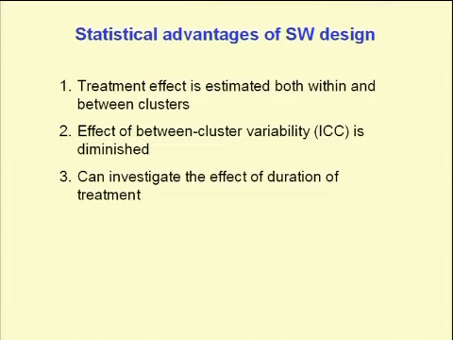But if you're prepared to make the horizontal comparison within clusters, then you may gain some efficiency, because the intra-cluster variability, the effect of the ICC in reducing power and precision, is going to be diminished because you're incorporating the horizontal comparison. And it has another advantage: you can investigate a duration effect, because some clusters will receive treatment for longer than others, and you can make that comparison. So there are some statistical advantages, and I'm not going to go into the practical advantages and disadvantages, because other people are much more experienced than me on that aspect.